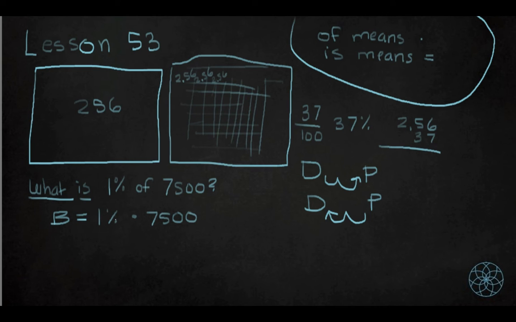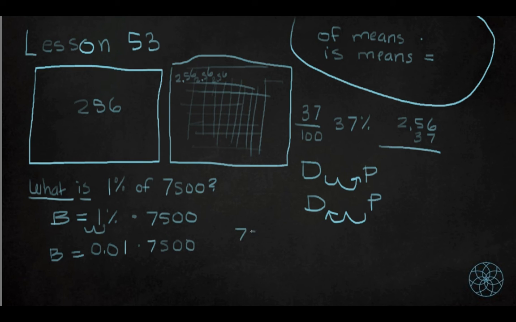Here we have a percent, so we want to convert that to a decimal. We need to move the decimal 2 spaces to the left. Usually the decimal's right here, but it's going to hop over 1, 2. So we get 0.01. That would be the decimal form of 1%. Let's copy down the rest of our equation. B equals 0.01 times 7,500. Now we can actually solve this.